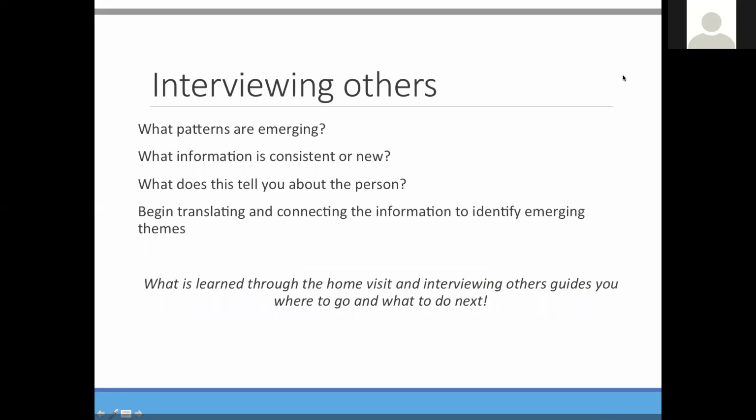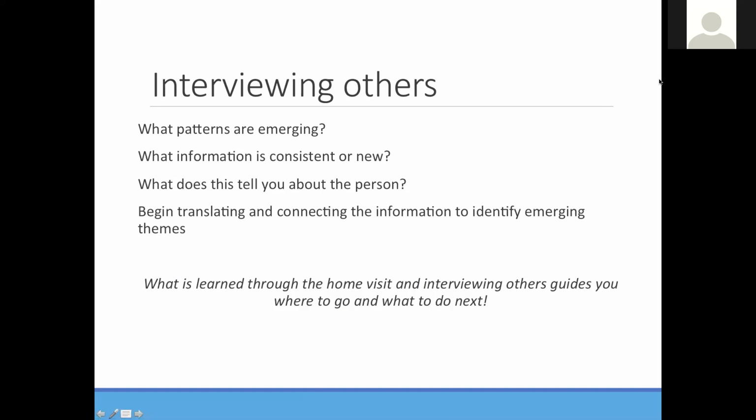So interviewing others. So what patterns are emerging? What information is consistent or new? And what does it tell us about the person? So we want to begin translating and connecting that information to identify those emerging themes. So again, everything builds on top of the next.